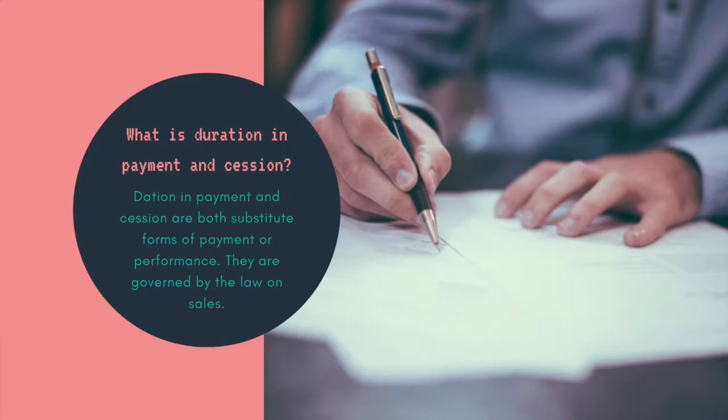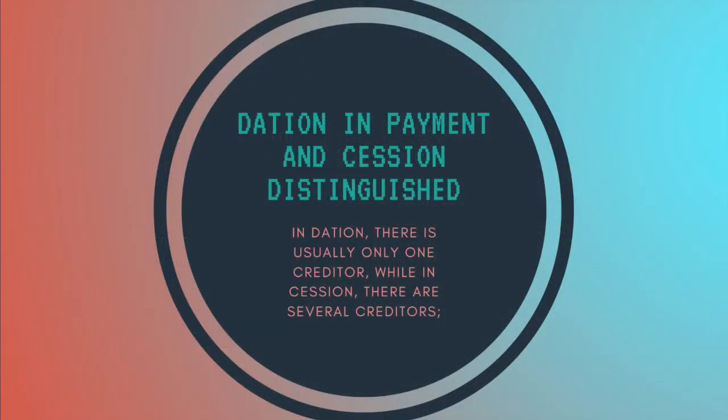What is dation in payment and cession? Dation in payment and cession are both substitute forms of payment or performance. They are governed by the law on sales. What are the differences of dation in payment and cession? In dation, there is usually only one creditor, while in cession there are several creditors, meaning there is only one creditor in dation, while in cession there are a lot of creditors involved in the agreement.